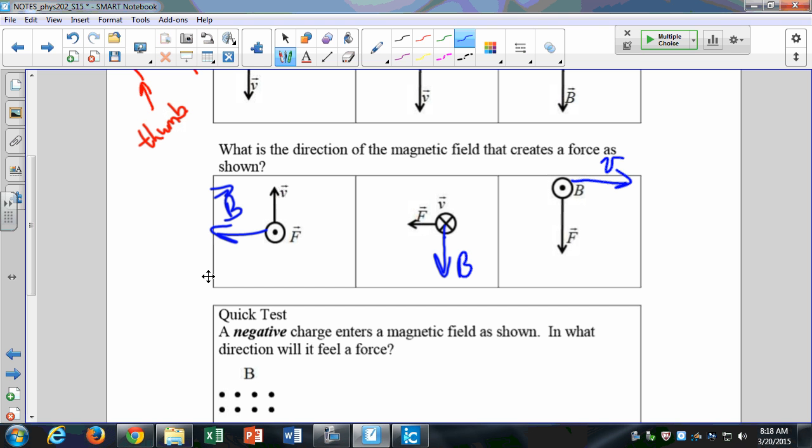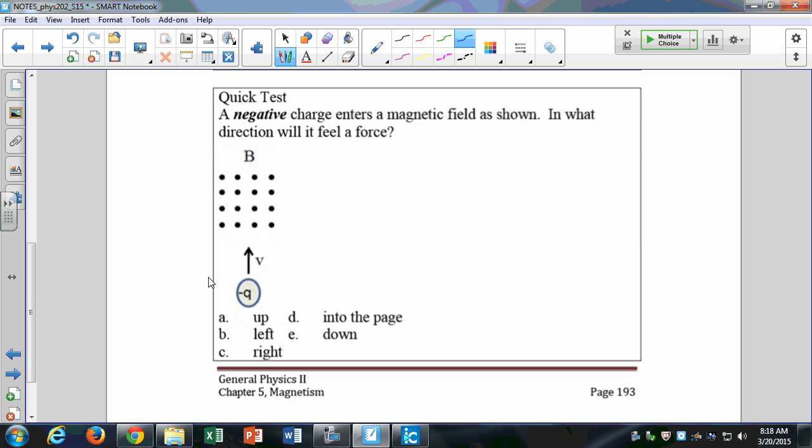Let's try this quick test question. If I have a negative charge, the force is opposite the direction of what you would find for a positive charge. So here I have a negative charge. I want to know what direction it will feel a force. You would just do it as you normally would with your right hand, and then take the opposite answer because it's a negative charge. Negative charges feel a force that's opposite that of a positive charge. So if it's up for a positive charge, it's down for a negative charge.